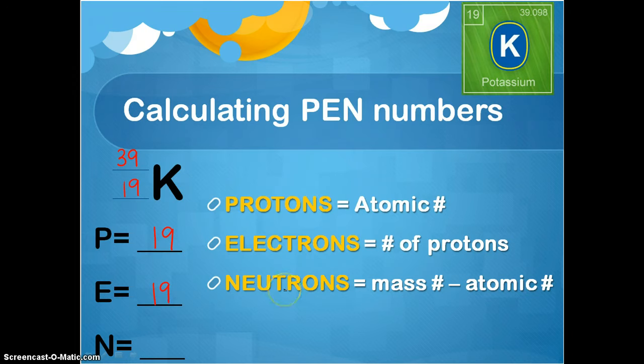Now probably the most difficult one is these neutrons, and it's really not that difficult at all. All I am going to do is take that mass number and subtract the atomic number, and that will give me the number of neutrons. So if I look at my mass number 39 and I subtract my atomic number of 19, when I do that math, I get a number of 20. So I have 20 neutrons in potassium.